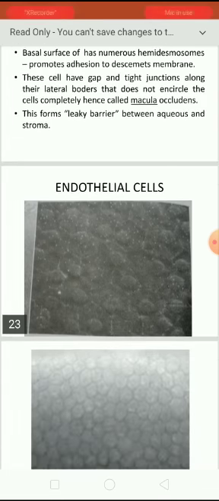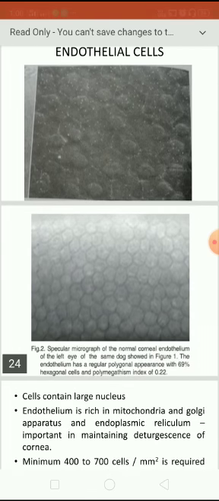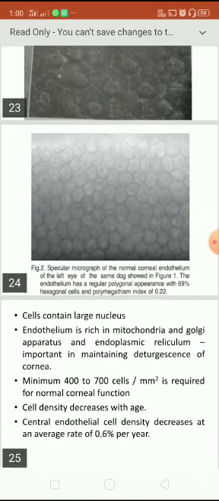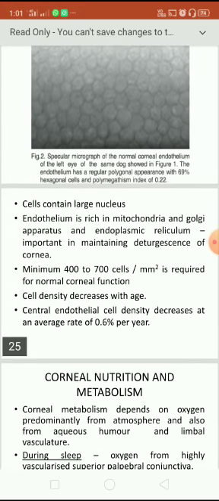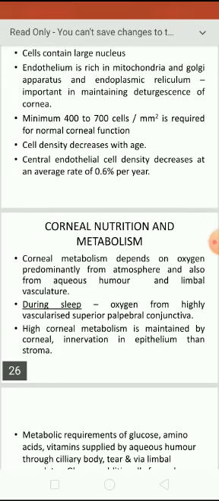Here we can see the polygonal shaped endothelial cells. The cells contain a large nucleus, and the endothelium is rich in mitochondria, Golgi apparatus and endoplasmic reticulum. A minimum of 400 to 700 cells is required for normal corneal function. The cell density decreases with age. The central endothelial cell density decreases at an average rate of 0.6 per year, and the normal endothelial cell count is 4000 to 7000.